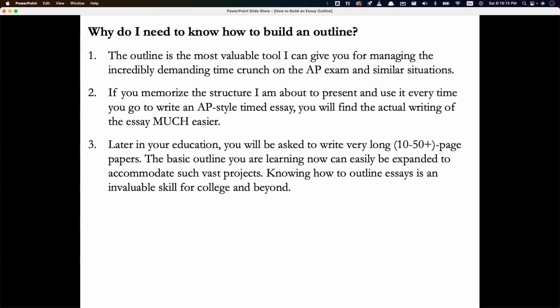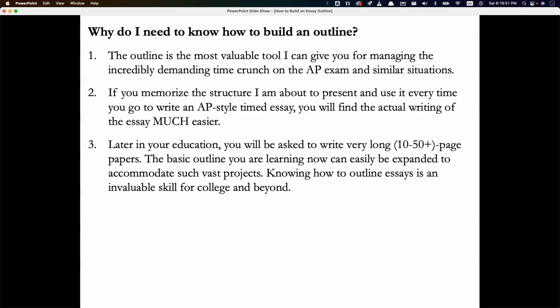Later in your education, you will be asked to write long papers. So the 10-page term paper at the end of the semester in a college class, a 50 or 75 or 100-page senior thesis in order to be awarded a bachelor's degree, a 100-plus page master's thesis, a 200 to 400-page book that constitutes a dissertation for a PhD, for a doctorate. All of those are the kinds of papers that you might have to write later in your life.